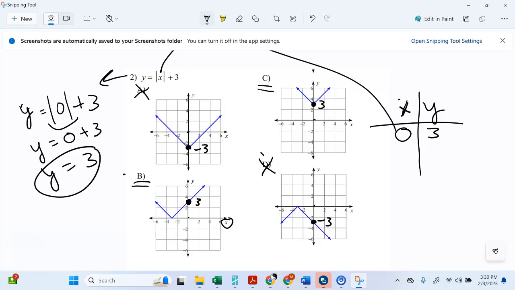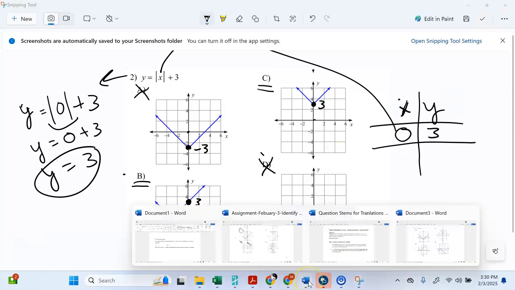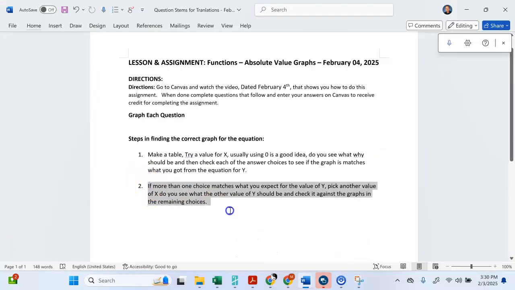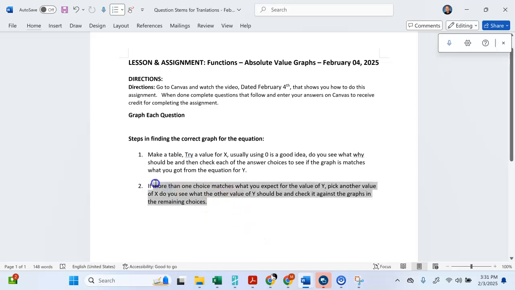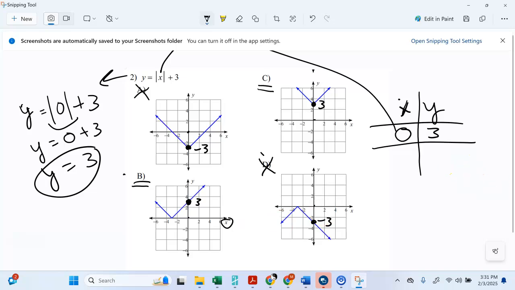So let's try another value, okay? I want you guys to go ahead and read. Make sure that you read this right here, okay? Make sure you translate that part right there, okay? Then we're going to come back and try another number. We'll try a number like 1.